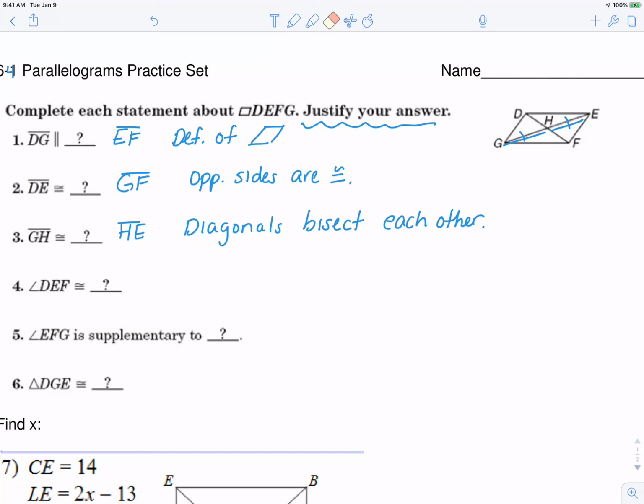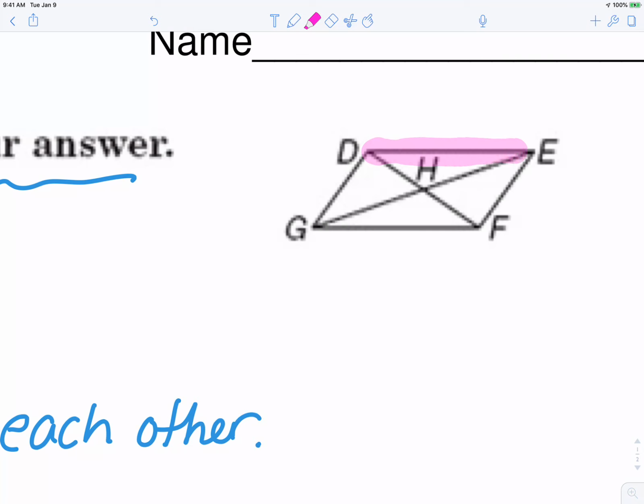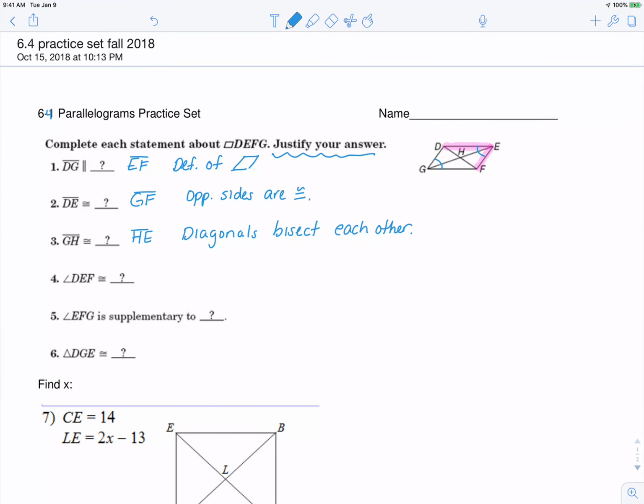Okay, next we have angle DEF. What is it congruent to? Well, that would be this entire angle E right here. So it's congruent to this angle over here because opposite angles are congruent to each other. So it's congruent to angle DGF, again, because opposite angles are congruent.